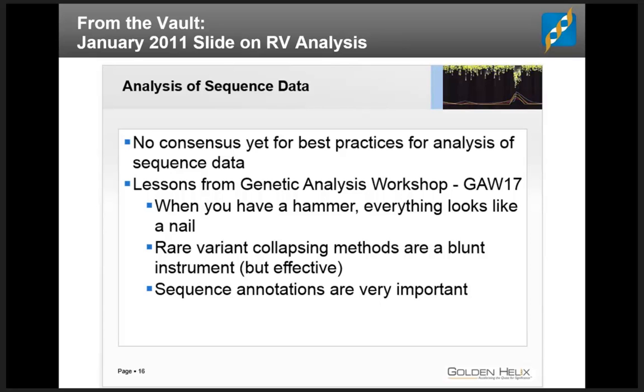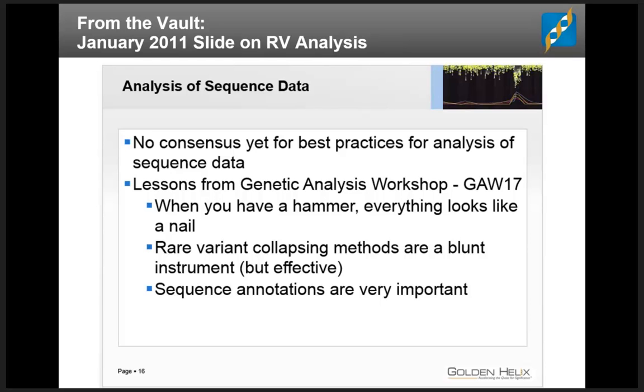And rare variant collapsing methods at the time were still, I would say, in more of a developmental state. They were gaining popularity, but not everybody really knew what they were about and how to use them. And my observation then is that they were a blunt instrument, but effective. They worked well if you had a really strong, obvious effect, or with a lot of samples, but maybe lacked some of the precision that you might like to see.